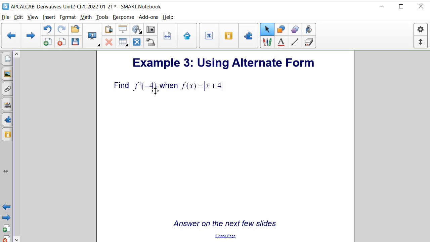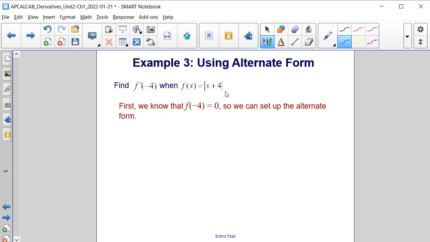Find f prime of negative 4 when f of x is equal to the absolute value of x plus 4. So if we're going to use alternate form, we're going to have to find the limit as x approaches a of f of x minus f of a, all divided by x minus a. So the first step is to figure out what f of a is. Well, our a value is negative 4. So if we substitute negative 4 in there, we get negative 4 plus 4, which is 0. So now we have that value, and we can set up the alternate form.